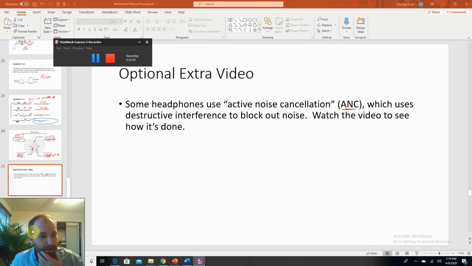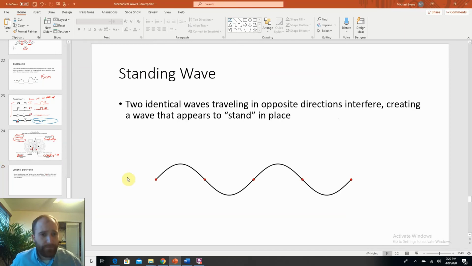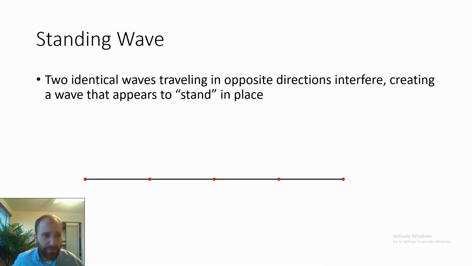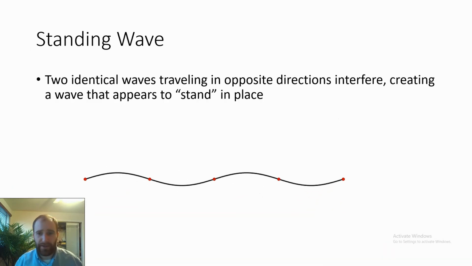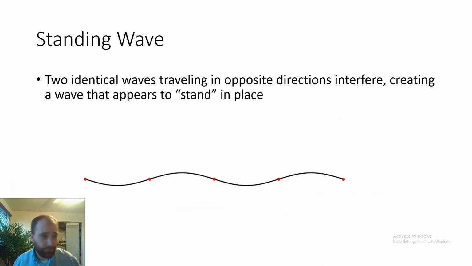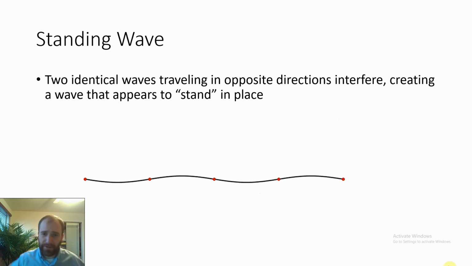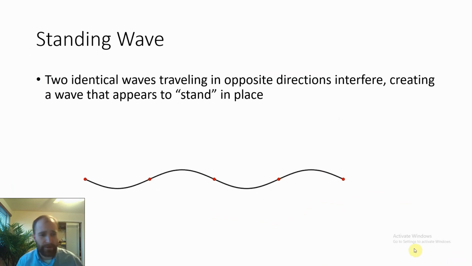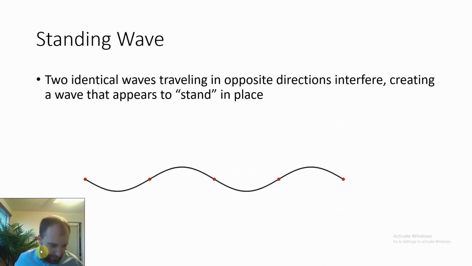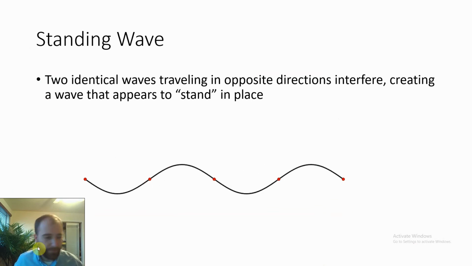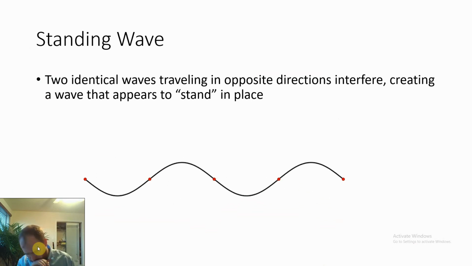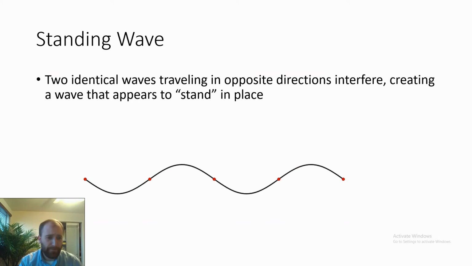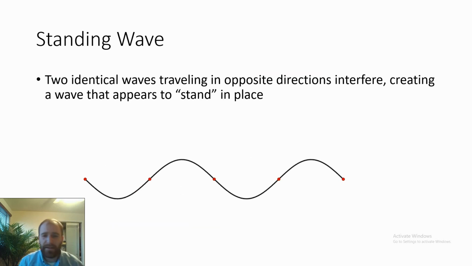The last part we got to do is standing waves, which is an application of interference. A standing wave is, for your notes, two identical waves traveling in opposite directions that interfere, creating a wave that appears to stand in place. So what we have here is an animation of a standing wave. This is an example of a standing wave.